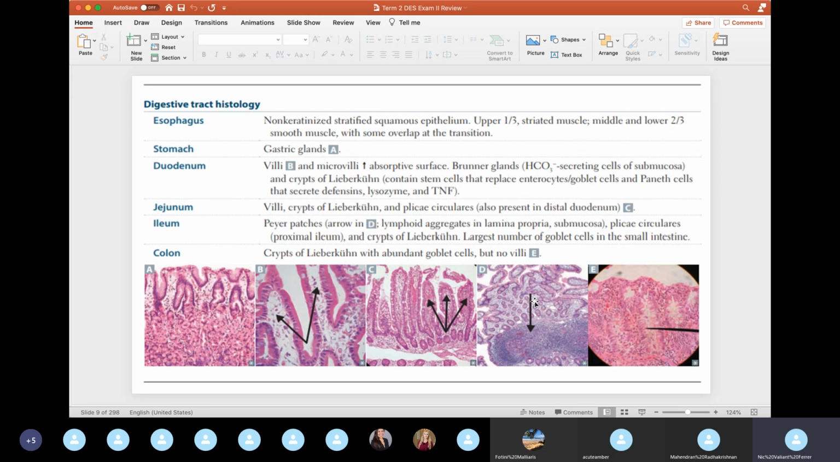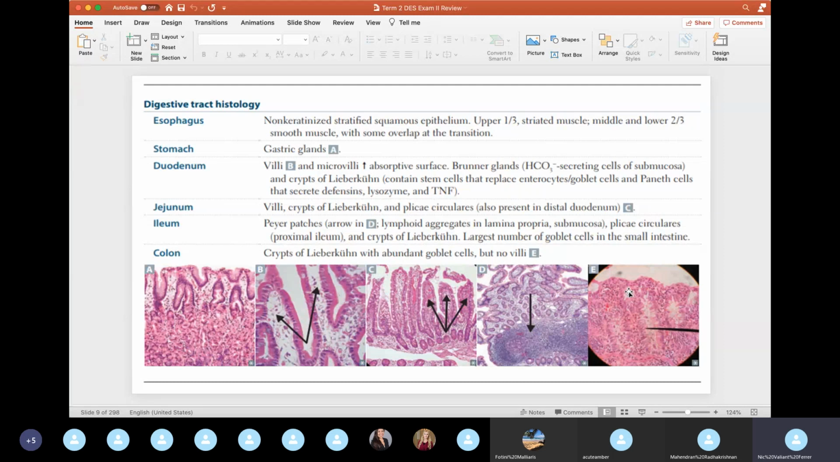What else is in there? So you can have Peyer's patches, you can have plicae circulares, of course, but you can also have the crypts of Lieberkühn. Remember, the stem cells that replace your enterocytes need to be there. And of course, Paneth cells, which are immunological cells. You can also have goblet cells in the small intestine. How about E, the last one? We are now in the colon. So you can see there's no villi. This is not about absorption.